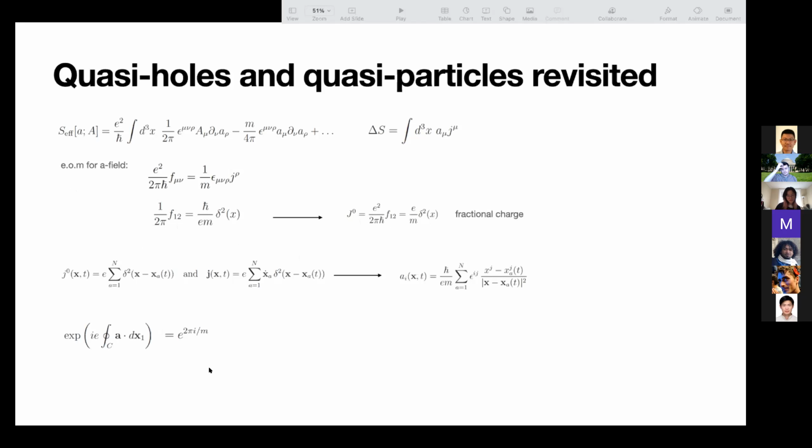So we can also consider the statistic angle of two quasi-particles by solving the equation of motion of the little a field and computing the AB phase of rotating one quasi-hole around another. In the end, you'll get the same result as we talked about before.